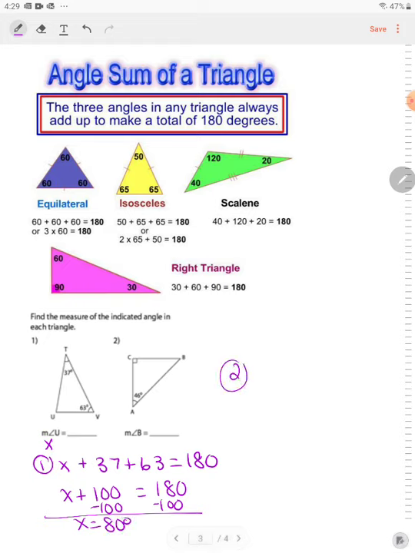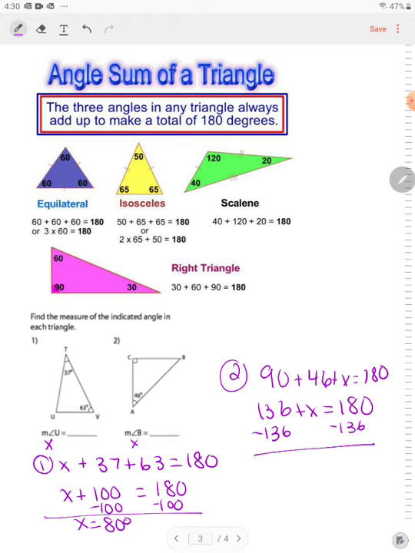Okay, number 2. That box there means right angle, 90 degrees. So 90 plus 46 there, plus x is equal to 180. That's 136 plus x is equal to 180. Subtract 136, and x is equal to 44 degrees. Now I want you to notice 44 plus 46 is 90. When you have a 90-degree angle, the two acute angles will always be complementary. They add to 90 degrees.